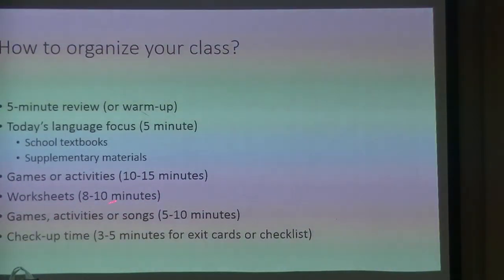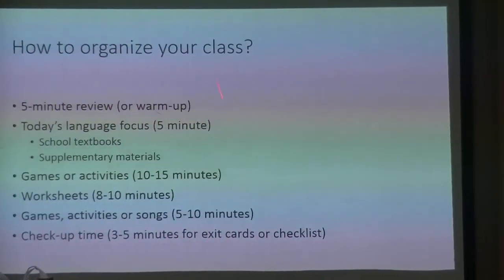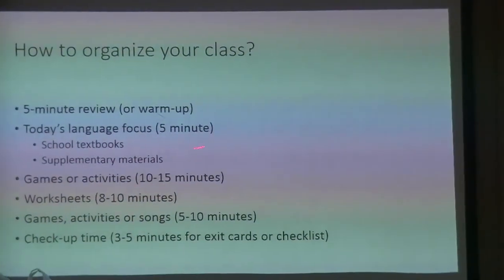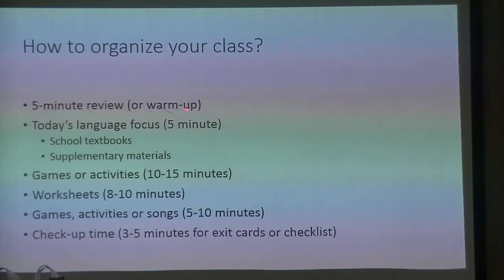Then 10 to 15 minutes for your worksheet, and then you have some TV songs for 5 to 10 minutes, and you have check-up time, 3 or 5 minutes for an exit card checklist. This is what I call an ideal class arrangement for about these 40 minutes. You divide the whole class into two sections. The first part is today's language focus, and some kind of worksheet, and the last part will be a fraction of the first part of the sections, and then you have a check-up time. Okay? This is the ideal class arrangement for one period.